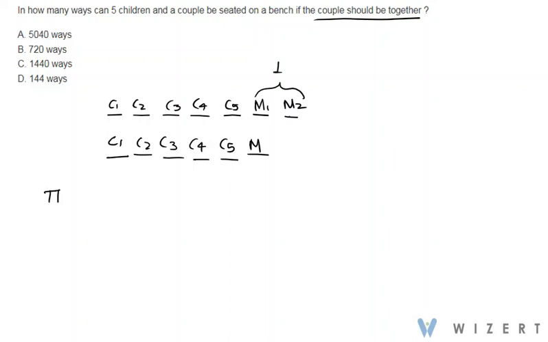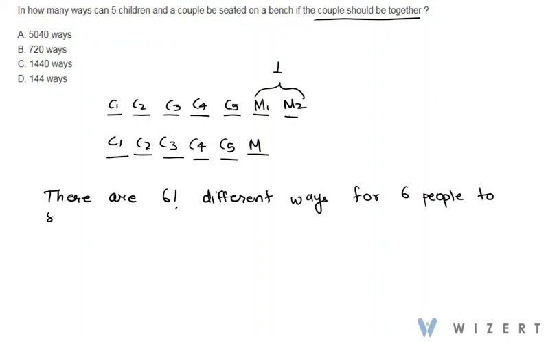Now there are 6 factorial different ways for 6 people to sit. Now members of this couple, that is M1 and M2, can be seated 2 factorial different ways among each other.